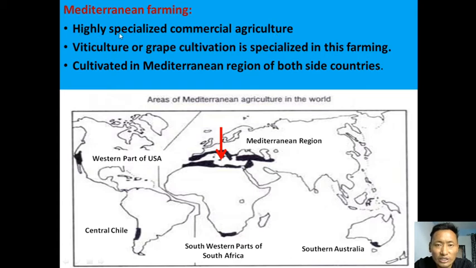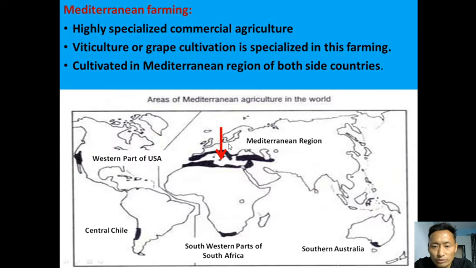So they are specialized in the cultivation of what? Viticulture, or grape cultivation. They are specialized in the cultivation of viticulture, or grapes, mainly for what? Commercial purposes. The cultivation of grapes is specialized in this farming, mainly for commercial purposes. They are cultivated in the Mediterranean region, on both sides of the sea.